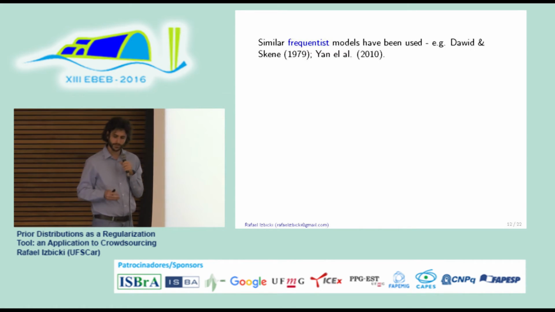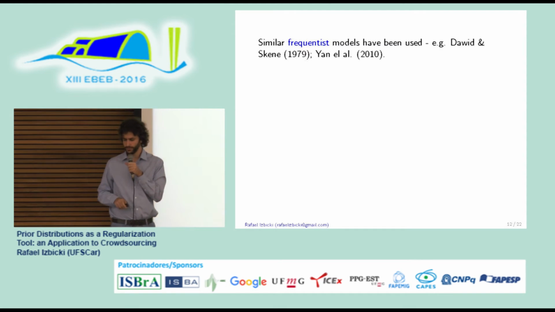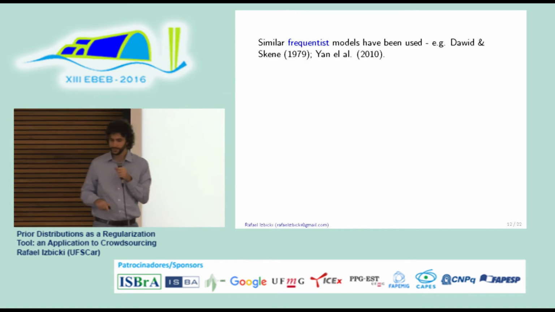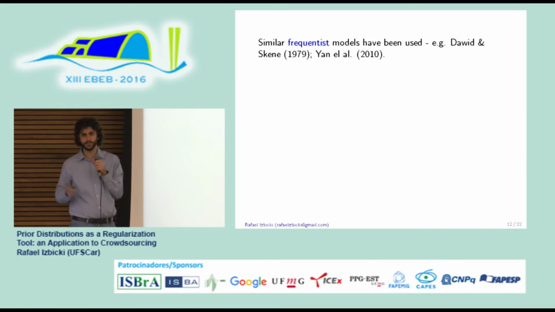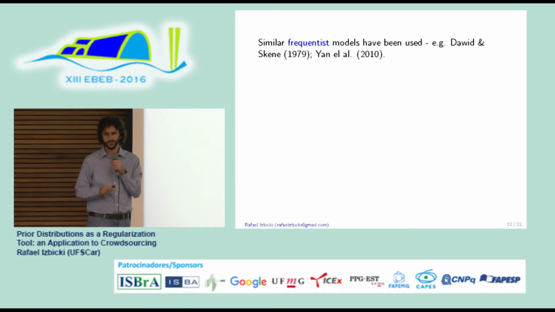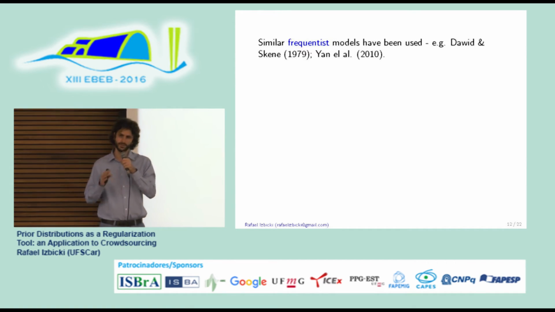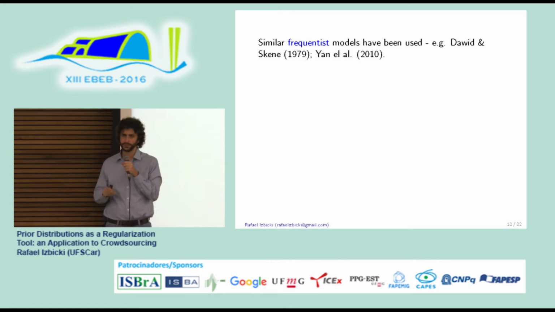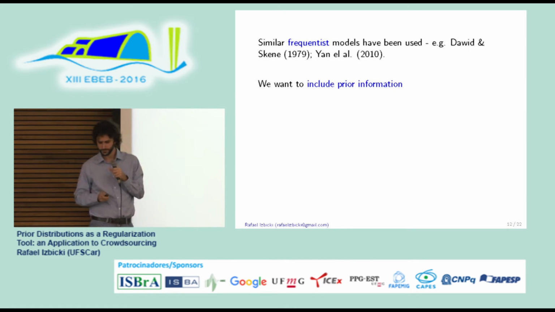Similar frequentist models have been used. The first one I'm aware of is from Dawid and Skene in '79, although they didn't have covariates, but the idea is more or less the same. And then in recent years, there was a boom in machine learning literature on models like that. There are several variations using different links and some non-parametric models. But at least at that point, when we did the work, they were all frequentist.